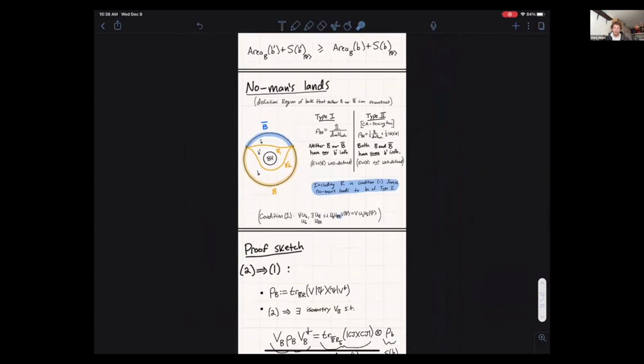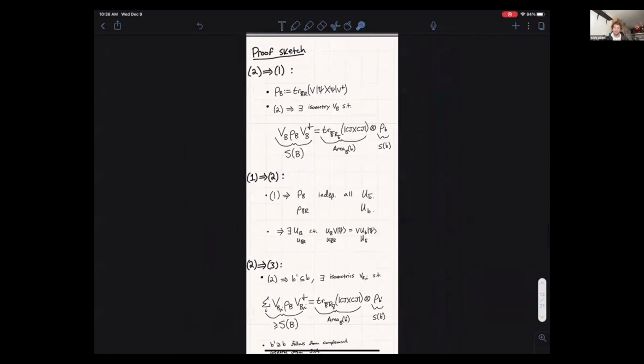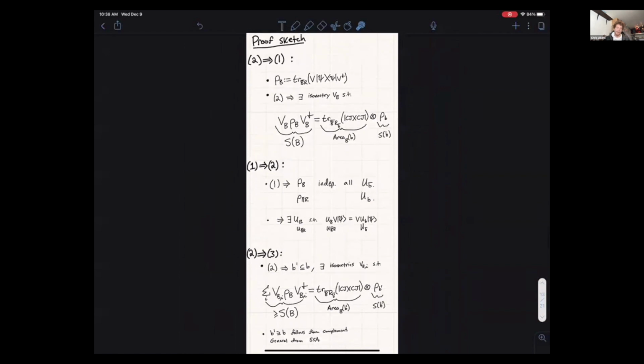Here's a sketch of the proof that I'm going to flash before you. I'm happy to go into detail explaining the sketch of the proof, but maybe I'll leave that for the question period. Basically each of the directions has a different flavor.